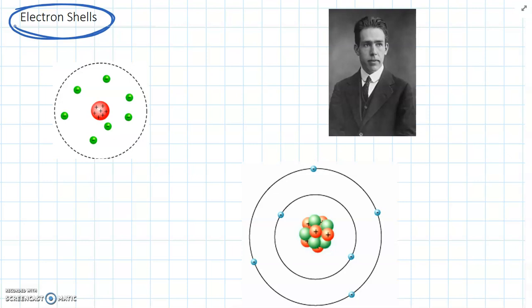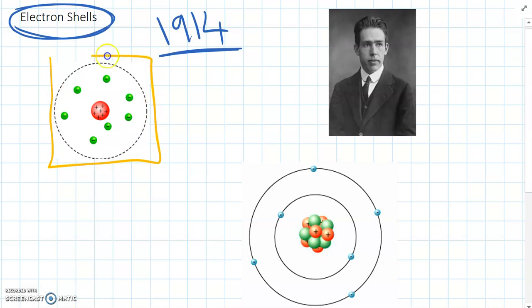Back in the day, in the early 1900s, so in about 1914, this was the model of an atom that all the evidence was pointing to at the time. So we knew there was a nucleus, and we knew that there was a lot of empty space in atoms, and we knew that electrons were flying around the nucleus.